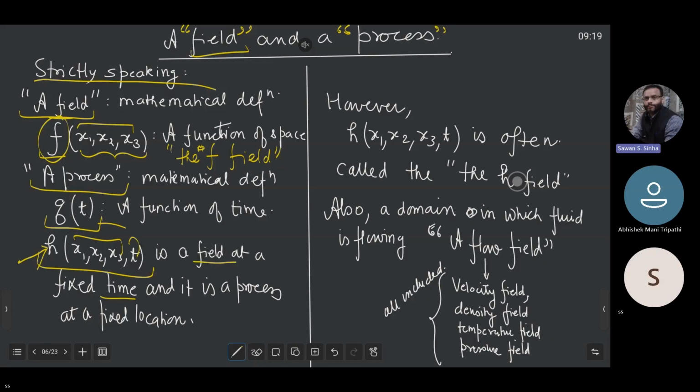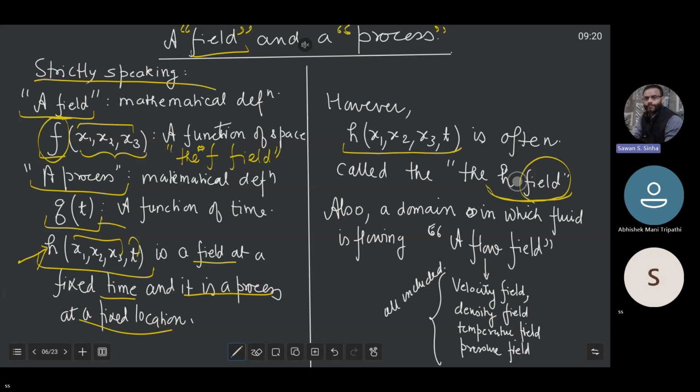So at a fixed time, if you look at h, it depends on x, so it's a field. And it is a process at a fixed location. So you focus on this location, h will change with time. So it's a process at a fixed location. However, I and others often would refer to this quantity also as a field. I will not use this long sentence, it is a field at a fixed time, process at a fixed location. Strictly speaking we should, but we will not. I will just take the liberty to use the word field even for this situation. This is just a matter of convenience, but I'm telling you so that it is clear when I communicate.